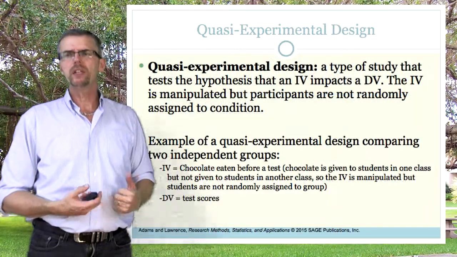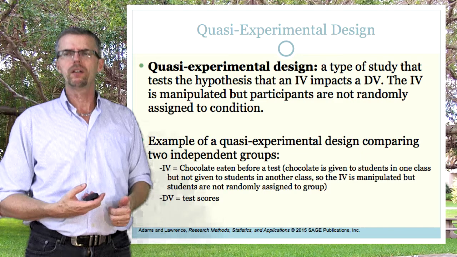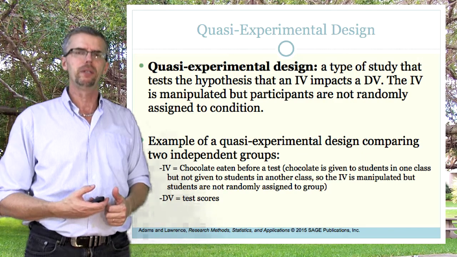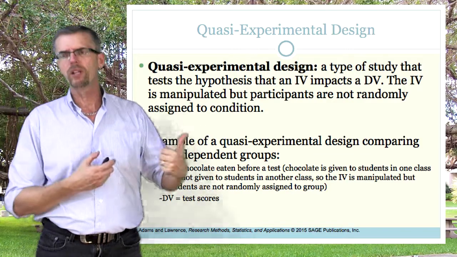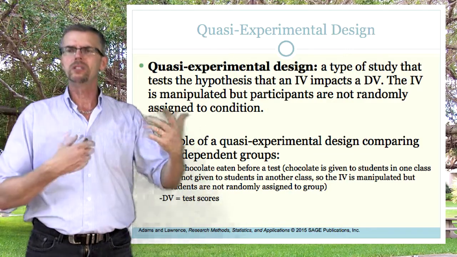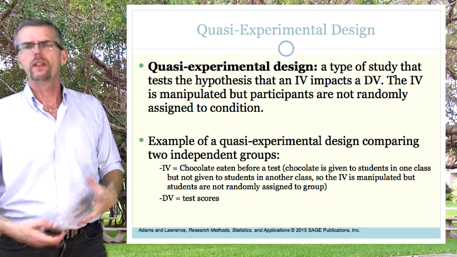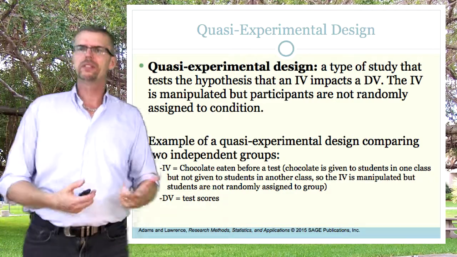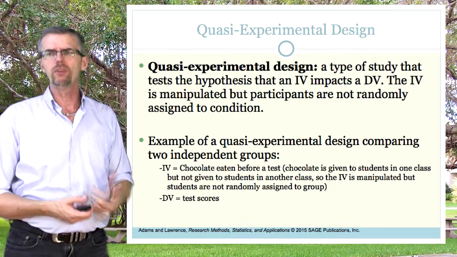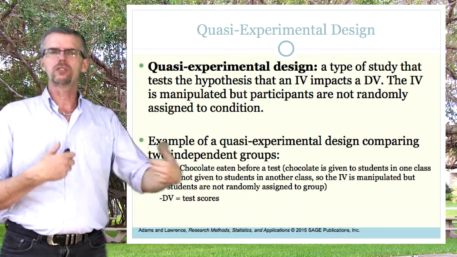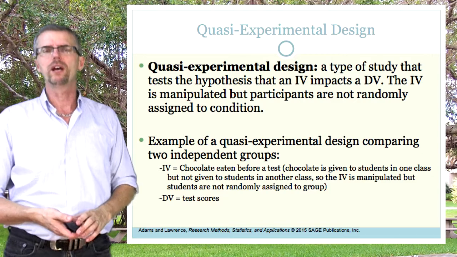Quasi-experimental is a type of study that tests the hypothesis that an independent variable impacts a dependent variable. The independent variable is manipulated, but participants are not randomly assigned to condition, which means that it's quasi-experimental. Using the chocolate eating example, an example of quasi-experimental design would be that chocolate is eaten before a test, and the test score has a different outcome.